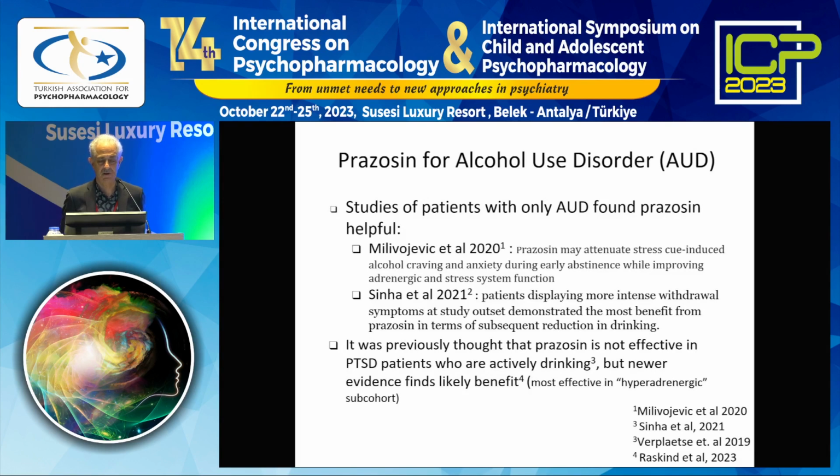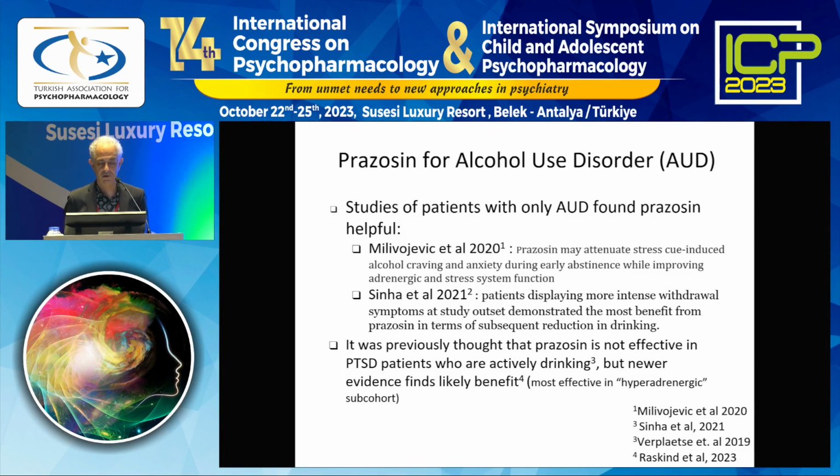Now, prazosin. Let me also mention that prazosin has been used for alcohol use disorder. You'll be hearing much more about prazosin a little later. But under this comorbidity, if it's present, there have been a number of studies trying to assess if prazosin has a role. So you'd think maybe it has a special role for alcohol use disorder patients who also have PTSD. So what do we have for evidence?